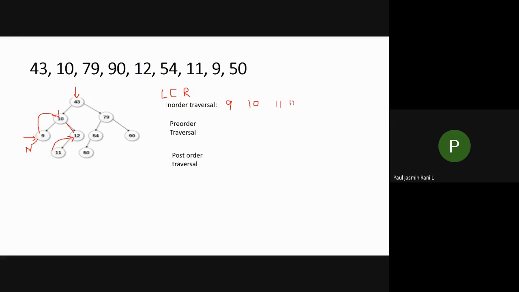After printing this 12, what happens? The whole part gets over. That is, the left subtree of this root element is over. All the elements are printed. Now I can print the root element 43, because when this left side is over, then I can go to your root element 43. So now I'm going to print the root element 43. Next, if this root is over, then I can visit the right subtree, isn't it?